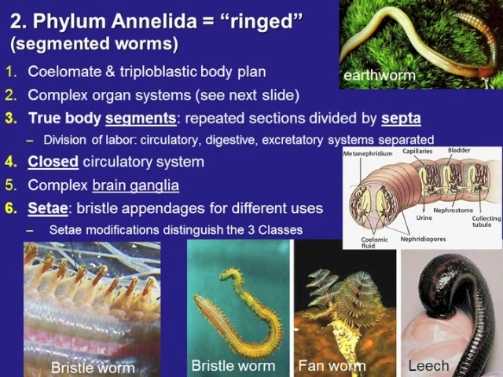We can see the diagram of the basic anatomy, which we'll get into. You can see metanephridium, nephridiopores, the coelomic fluid. You can see that it produces urine. It has capillaries because it has a closed circulatory system. It has a bladder, nephrostome, and a collecting tubule.